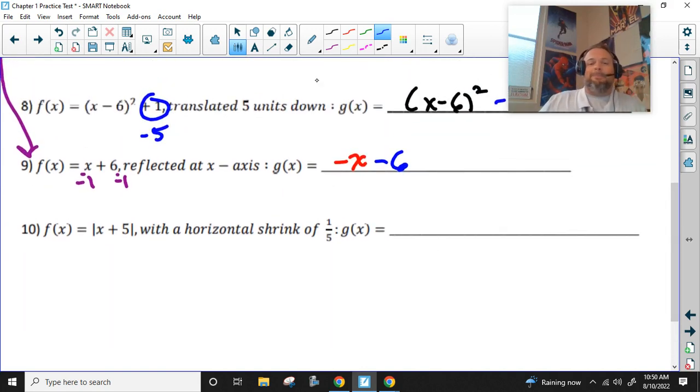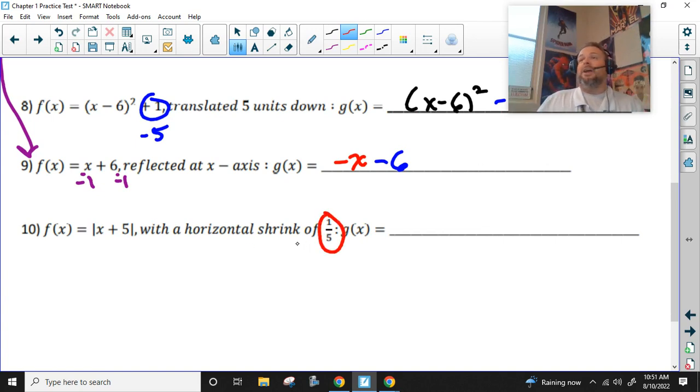Now, number 10. We actually had a handout about this last Thursday. It was the first handout you got. It was on the back at the very top.